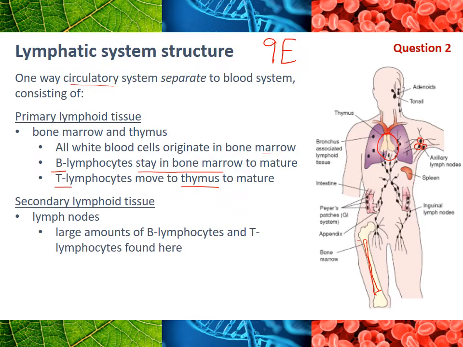Now, they are really important because they are where B cells and T cells live. Once they've grown up in either the bone marrow or the thymus, they move to lymph nodes and they congregate there. They sit there until they're needed. B cells and T cells don't circulate around the body like our other white blood cells do. They sit in these lymph nodes and basically wait until they're needed.